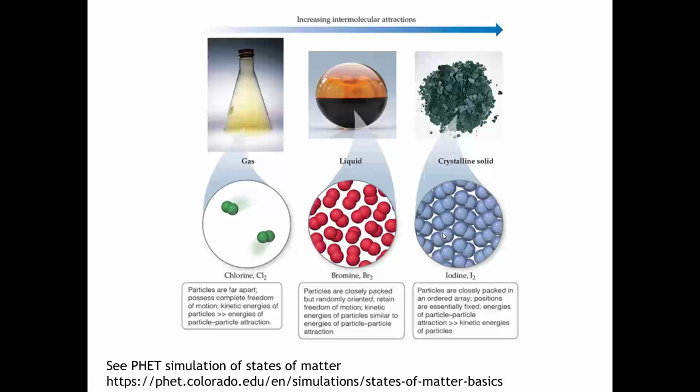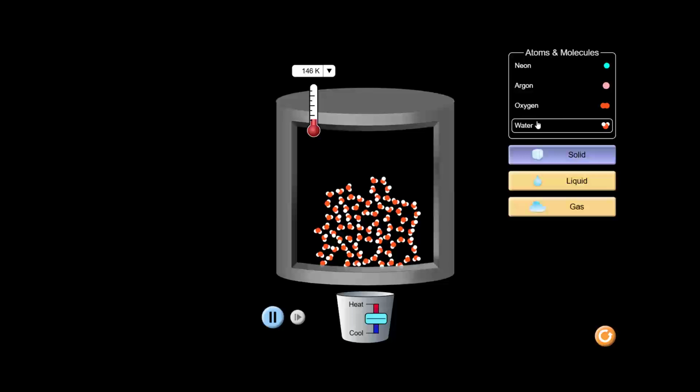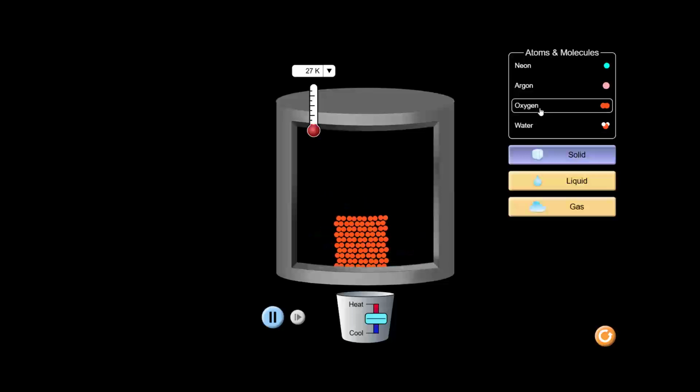And to get a better sense of that, we're going to turn to a PhET simulation from the University of Colorado that shows a molecular level picture of liquids, solids, and gases. Here's our simulation. In this simulation, we are going to be able to switch between different substances. We could look at noble gases like neon or argon. We could look at oxygen, which is a diatomic gas, or we could look at water. But we're going to stick primarily with oxygen because it's a diatomic molecule just like the halogens.